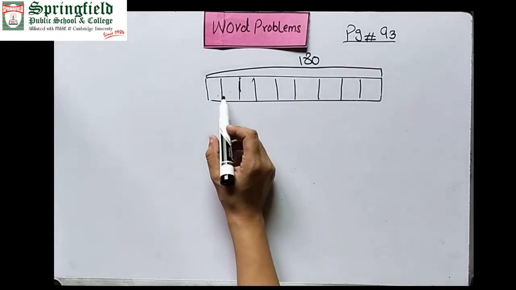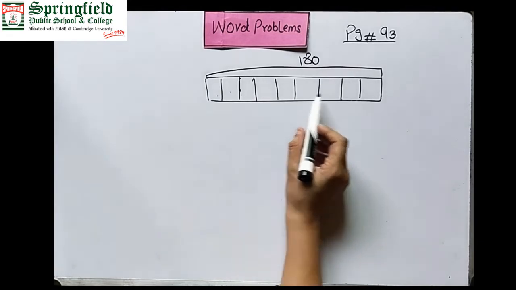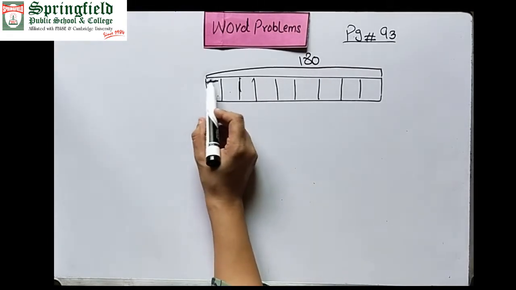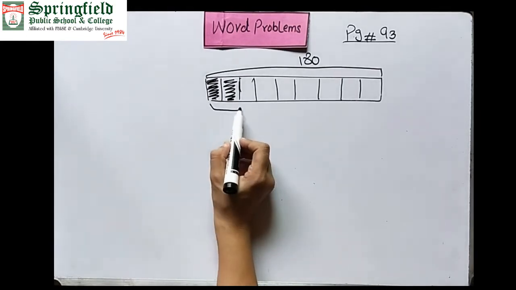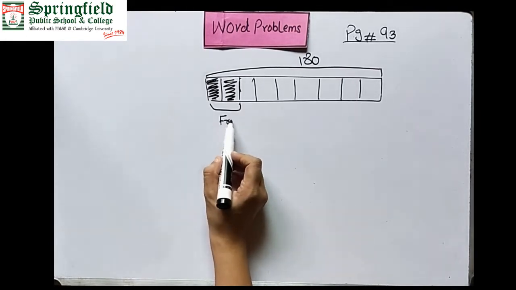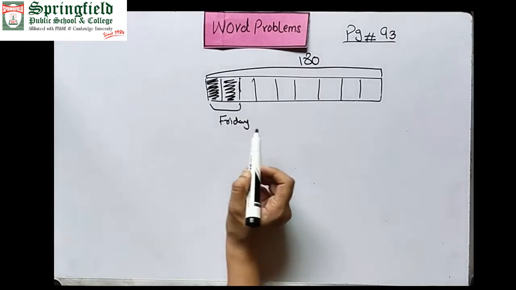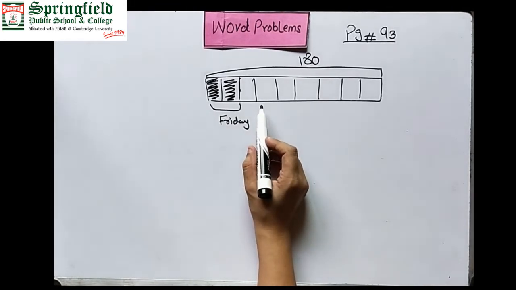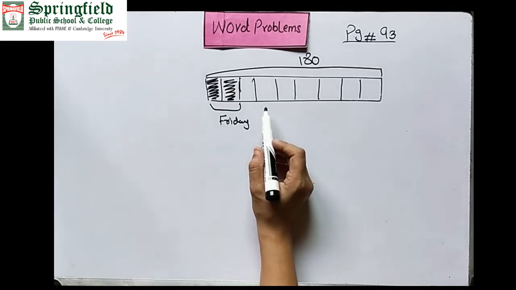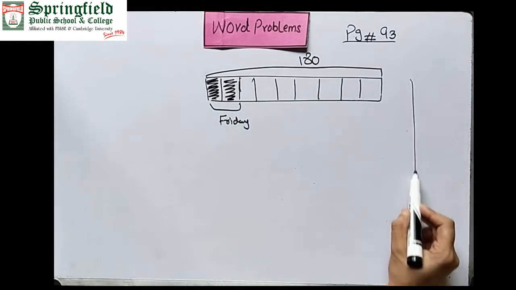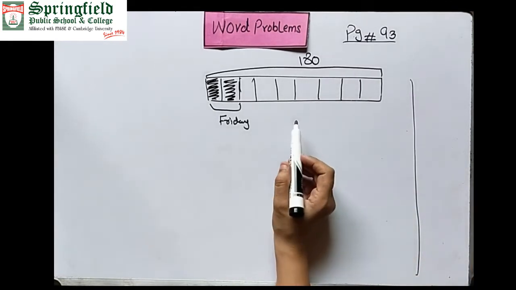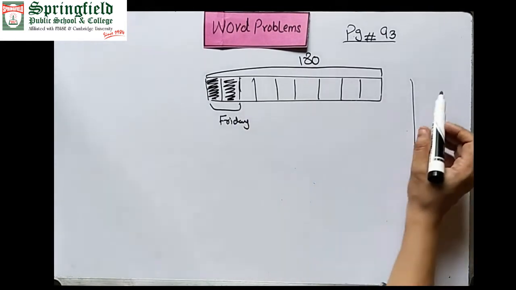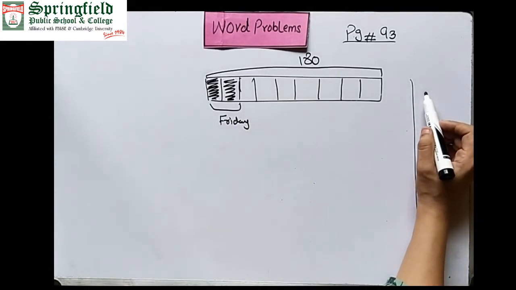2 by 9 means 2 out of 9. So there are how many units? 9. So he read 2 units on Friday. Fine. And then on the next day he read 1 by 3 of the book on Saturday. 1 by 3 means 1 out of 3. So there are how many parts? 9 units. Parts are units. So there are 9 units. So 1 by 3 means 1 out of 3.